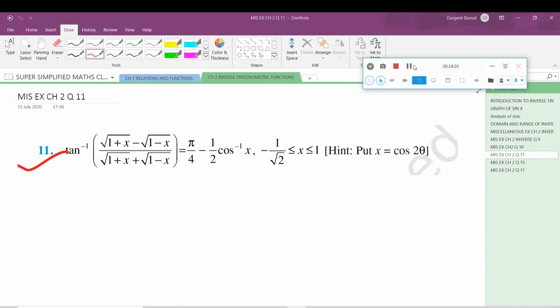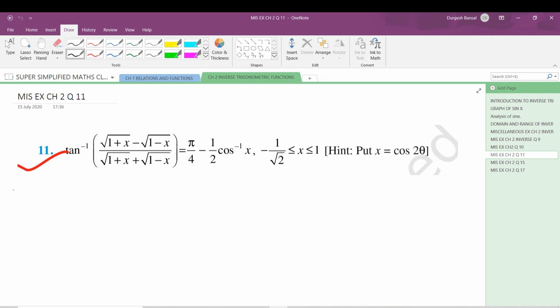Now we move to question number 11 of the miscellaneous exercise on chapter 2. Here also you have to prove that tan inverse of root 1 plus x minus root 1 minus x upon root 1 plus x plus root 1 minus x is equal to pi by 4 minus 1 by 2 cos inverse x. So we start with LHS, and as you can see the hint is given to you that you have to put x to be cos 2 theta. So in LHS I am substituting x at the 4 places with cos 2 theta.